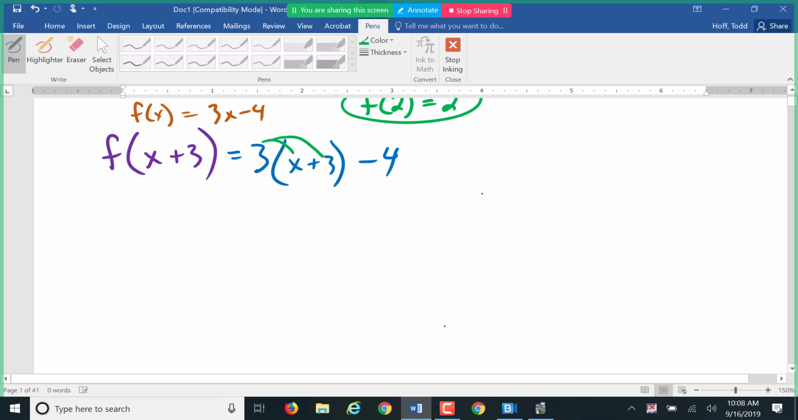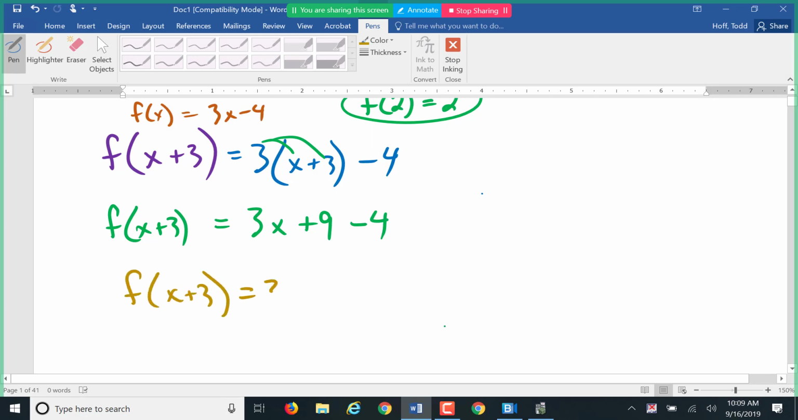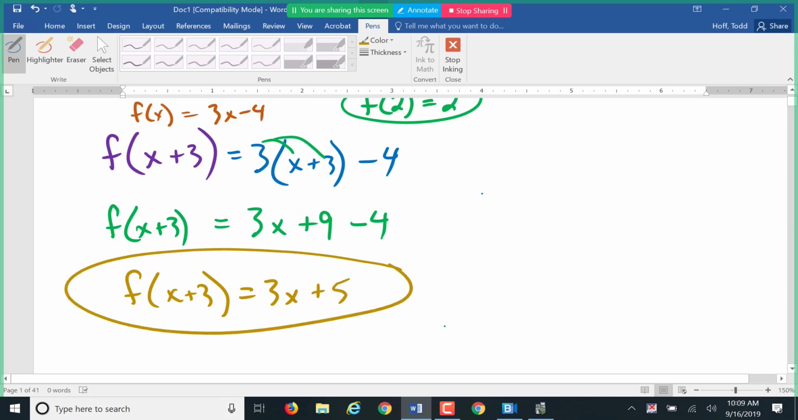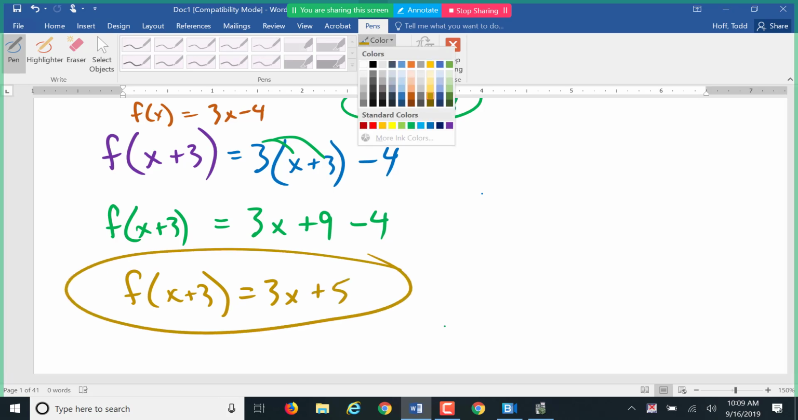So we're going to distribute the 3. 3 times x is 3x. 3 times 3 is 9. Remembering that we have the minus 4 on the end there. And we can still combine here. The 3x isn't going to change, but 9 minus 4 is 5. So f of x plus 3 equals 3x plus 5.